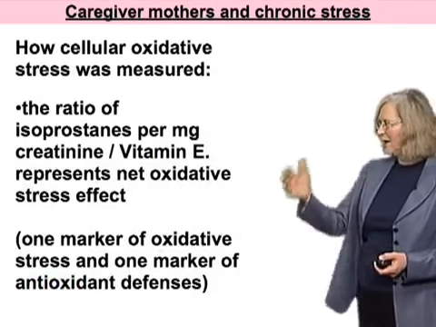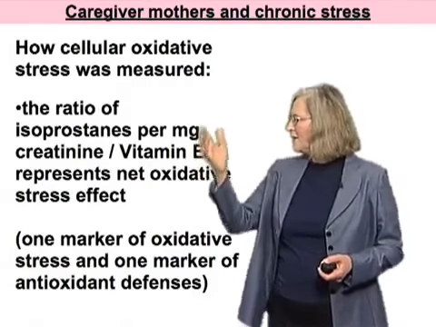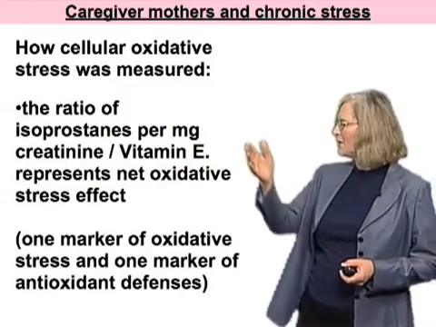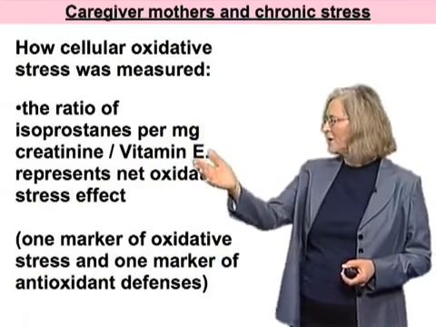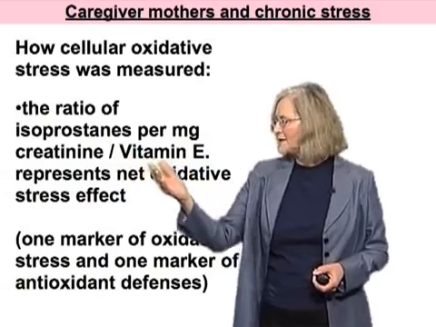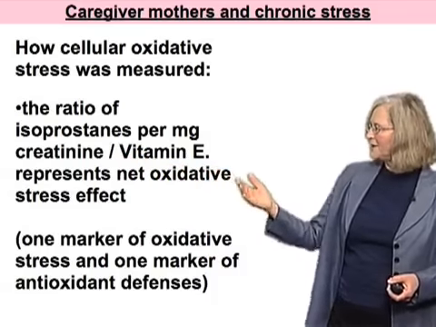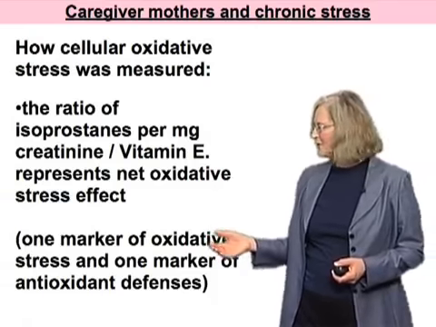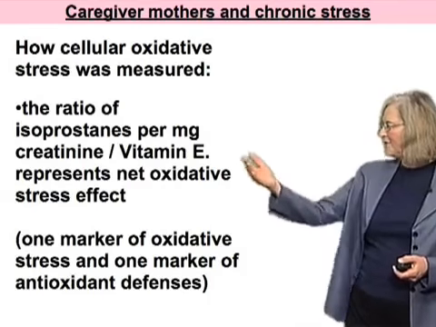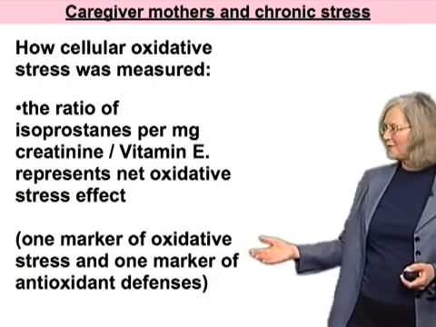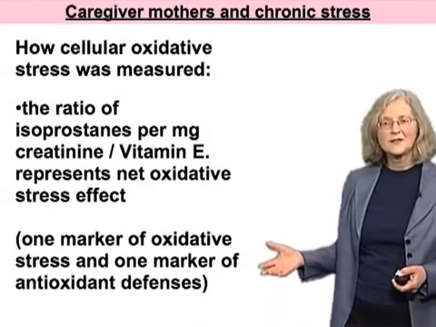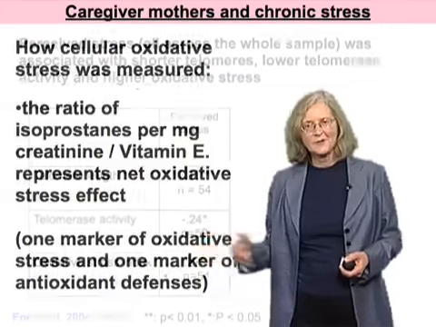Okay, just to give you a little bit more detail, the oxidative stress assessment came from looking at the ratio of isoprostanes per milligram of creatinine, that's to normalize, over vitamin E, a sort of net oxidative stress assessment, if you will. And this kind of ratio has been used as one kind of marker of oxidative stress and antioxidant defenses that are current in that individual.